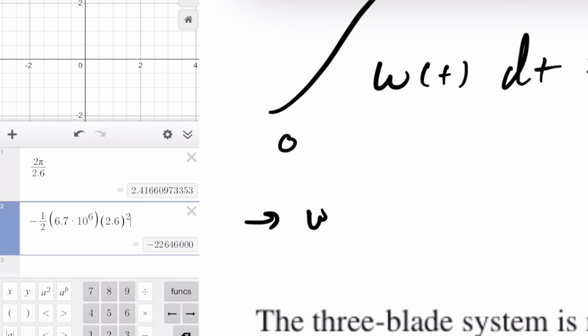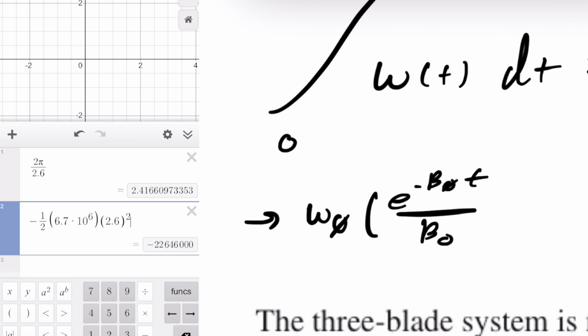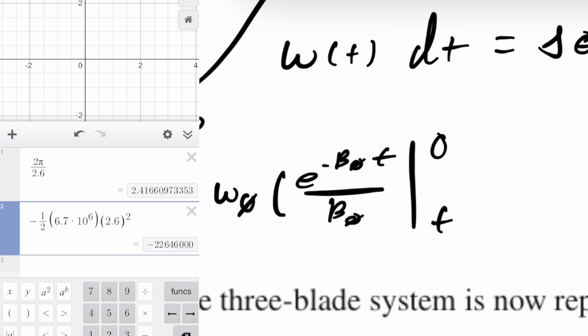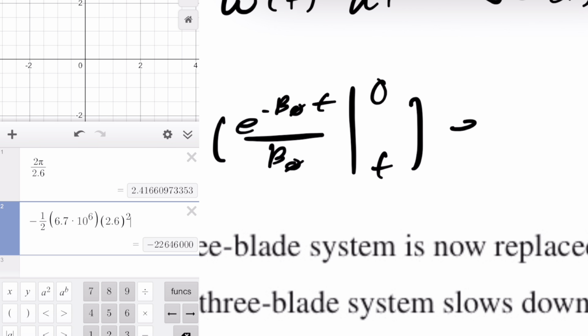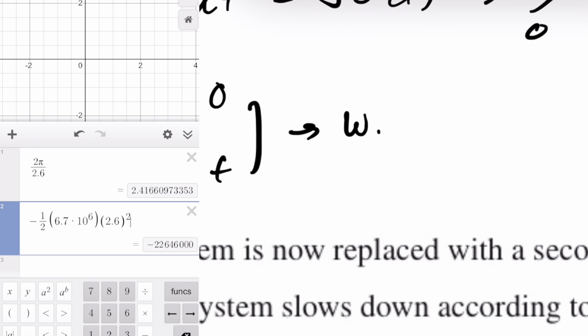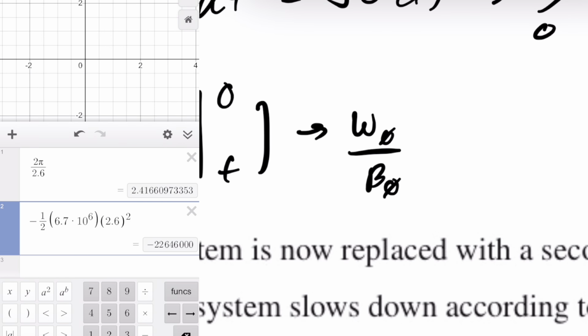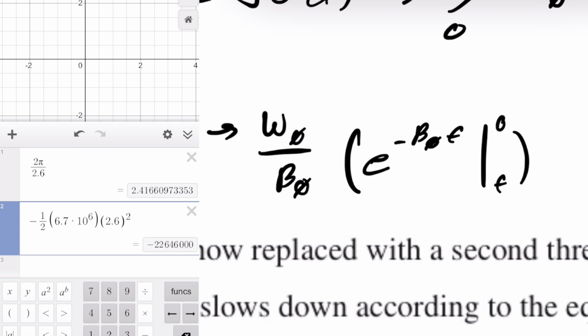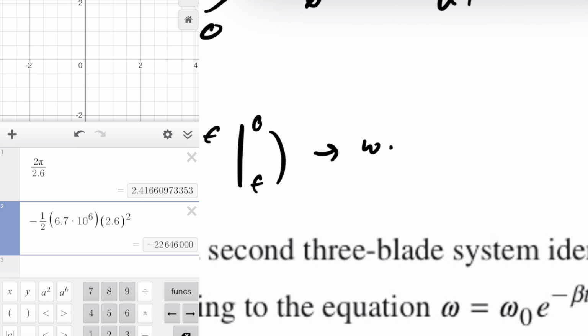So we'll say w naught e to the negative b naught t over b naught. And we'll switch our bounds from 0 to t there. And now I'll pull out my constant and actually take the integral of e to the negative b naught t from 0 to t. And that will give me w naught over b naught.